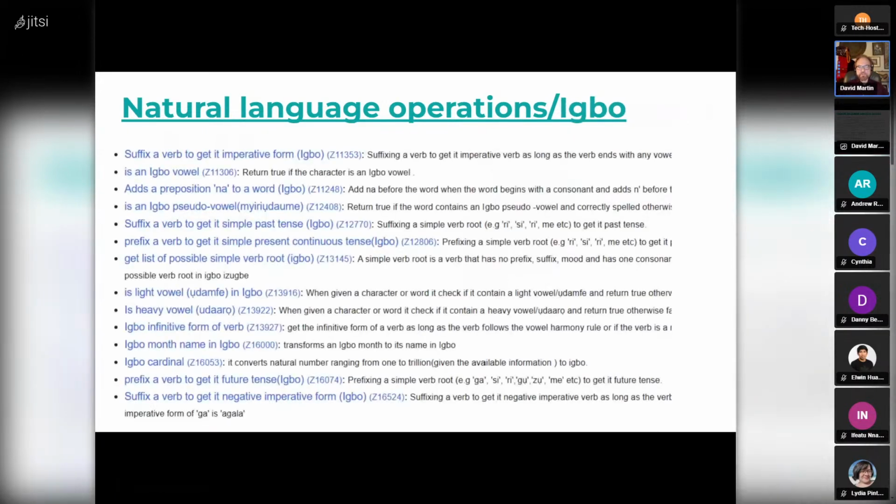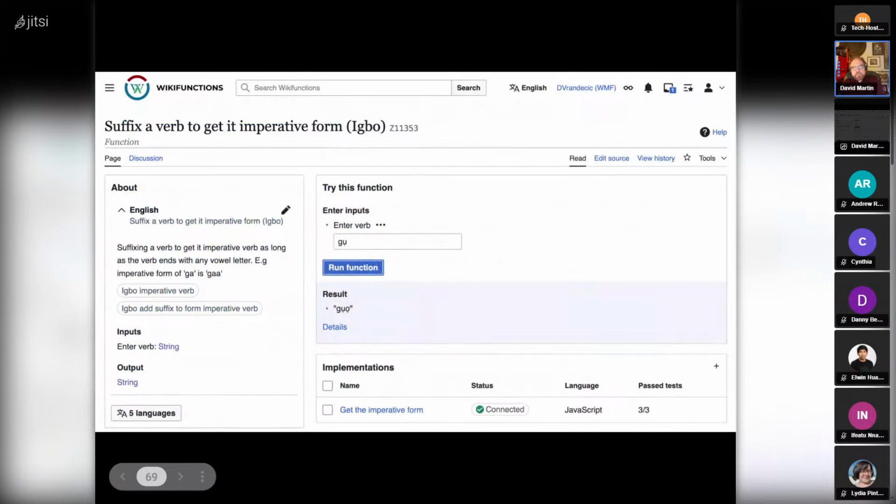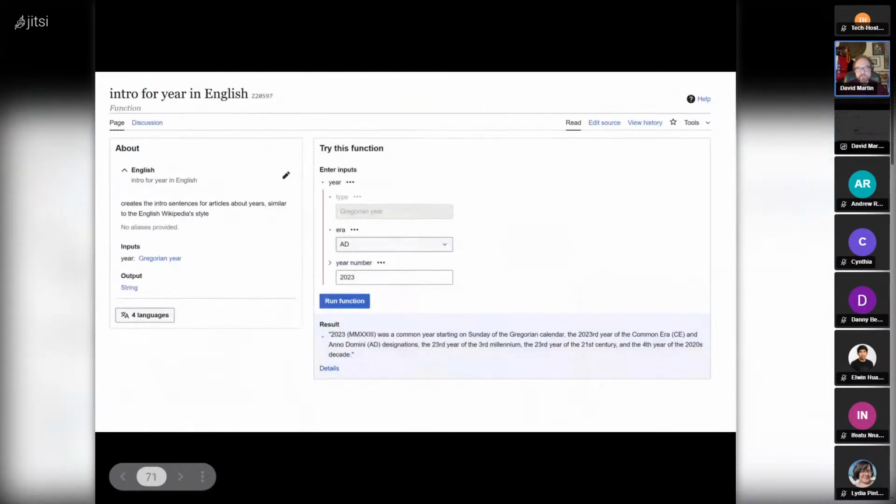Here are some similar, mostly morphological functions created and tested by Igbo speakers, which is a language spoken by more than 30 million people in Western Africa. This is one of those. It takes the infinitive form of an Igbo verb and returns the imperative form. There are many examples of these types of functions.